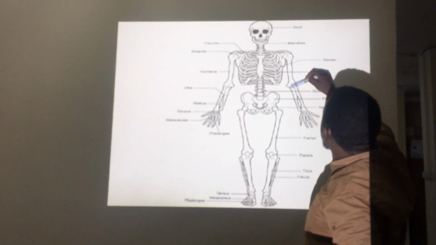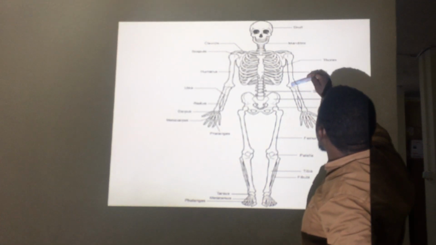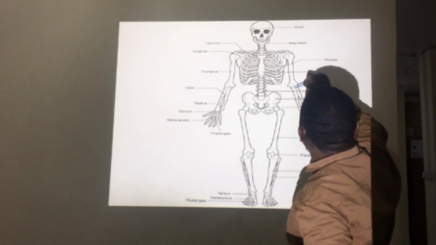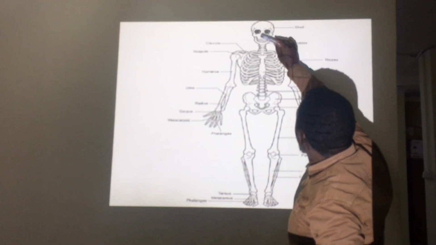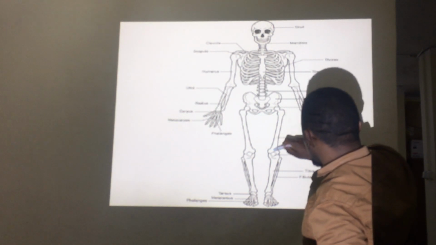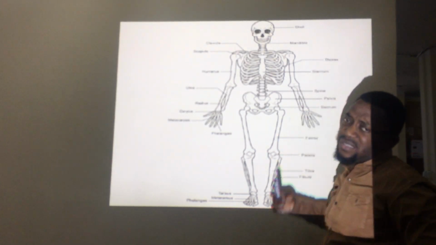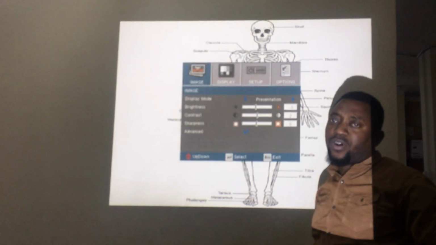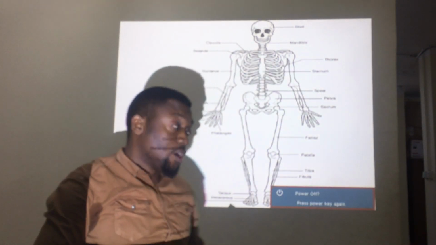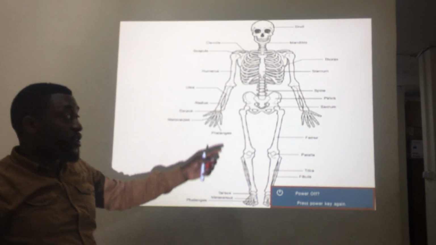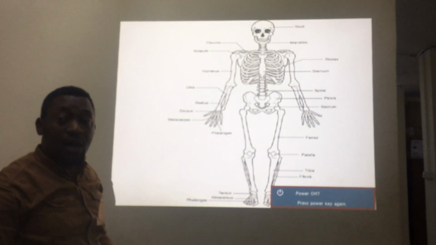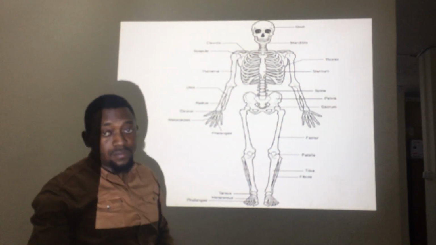So these are places where joints can be found in the body. Please don't forget, and you should take note of all these: the neck, the shoulder, the fingers, the elbow, the knees, the toes. These are places where joints can be found in the body. I believe with this illustration on the screen, you now have more knowledge on where joints can be found in the body. Thank you very much.